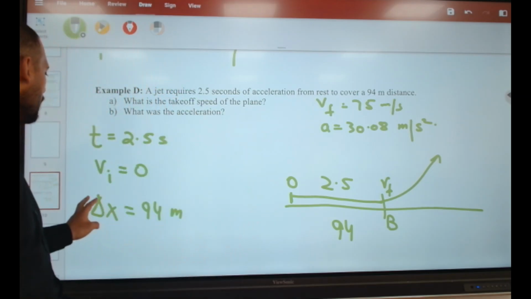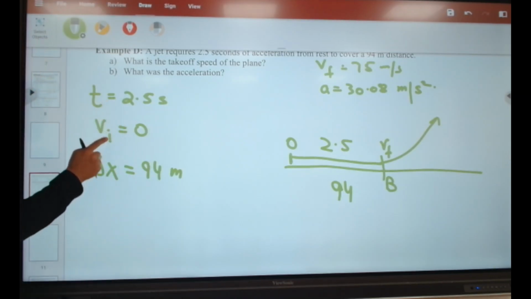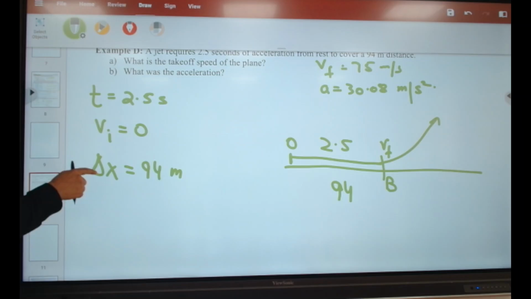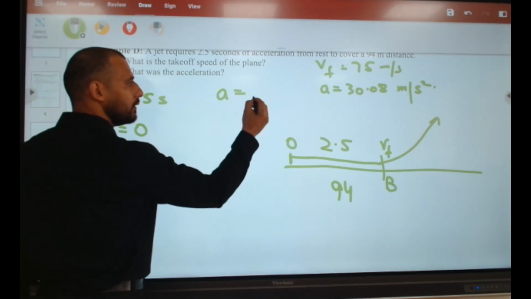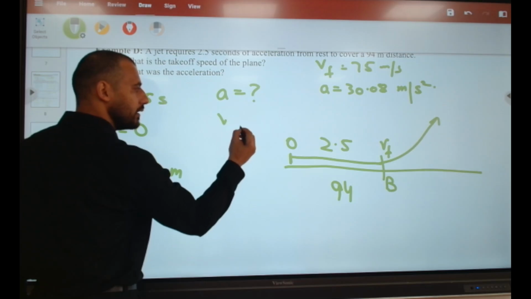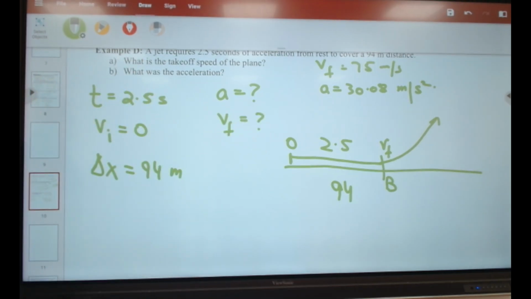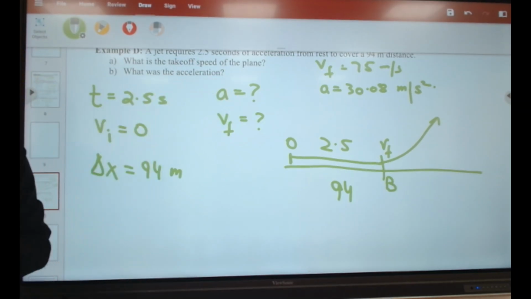Okay? So let us try to see how many variables do I have? 1, 2 and 3. What I don't have is VF. So how do you find VF? We don't have acceleration. Yes, we don't have acceleration as well. We don't have VF as well. So we have two variables, right? So the first thing we will do is we'll try to find acceleration.